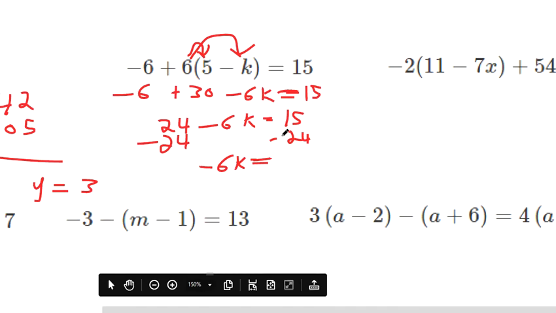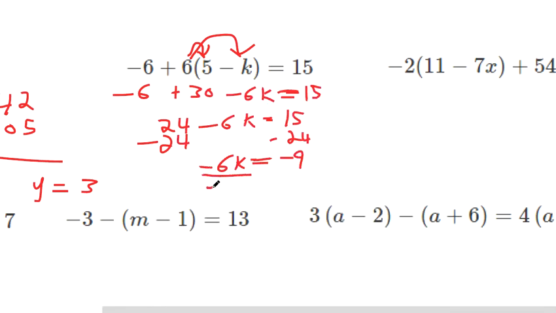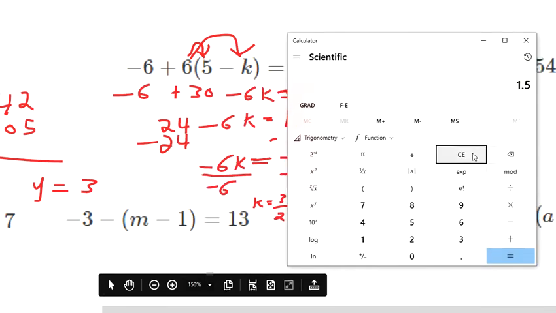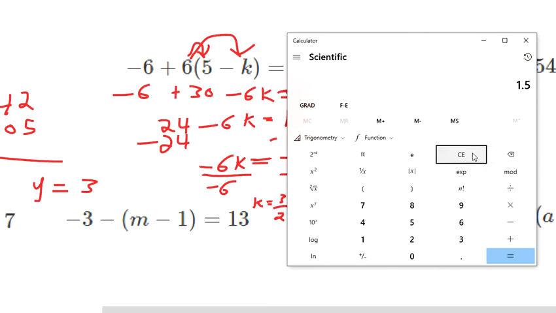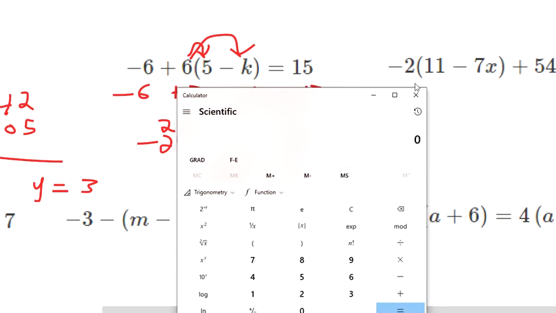And over here on the right side, 15 minus 24, negative 9, I think. Negative 9. Last step, divide both sides by negative 6 to get k is going to be 3 over 2 when you simplify. And we could check that. 1.5 in for k. So if we plug 1.5 in for k, 5 minus 1.5 times 6 plus a negative 6, so I'm just going to subtract 6, that makes 15. That's what the right side equals, so it checks out.